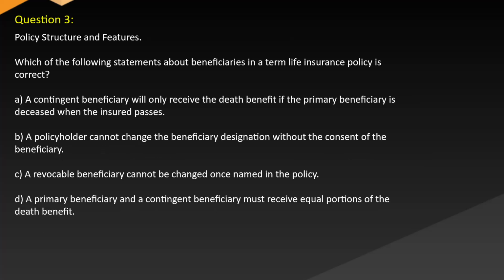Question 3. Policy structure and features. Which of the following statements about beneficiaries in a term life insurance policy is correct? A. A contingent beneficiary will only receive the death benefit if the primary beneficiary is deceased when the insured passes. B. A policyholder cannot change the beneficiary designation without the consent of the beneficiary. C. A revocable beneficiary cannot be changed once named in the policy. D. A primary beneficiary and a contingent beneficiary must receive equal portions of the death benefit.